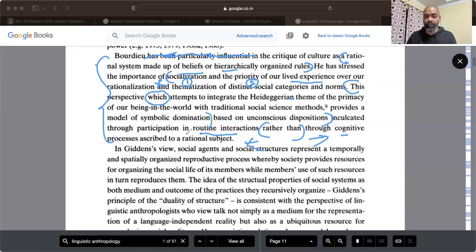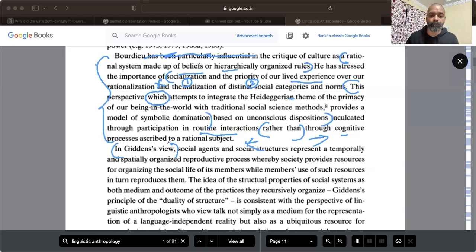Okay, moving further. In Giddens' view, social agents and social structures represent a temporally and spatially organized reproductive process whereby society provides resources for organizing the social life of its members, while members' use of such resources in turn reproduces them. Again, a really long, complicated sentence. You'll have to learn how to break it. "In Giddens' view" is your phrase, so we don't need to worry about it. Some guy's view, just like Bourdieu has been particularly influential.